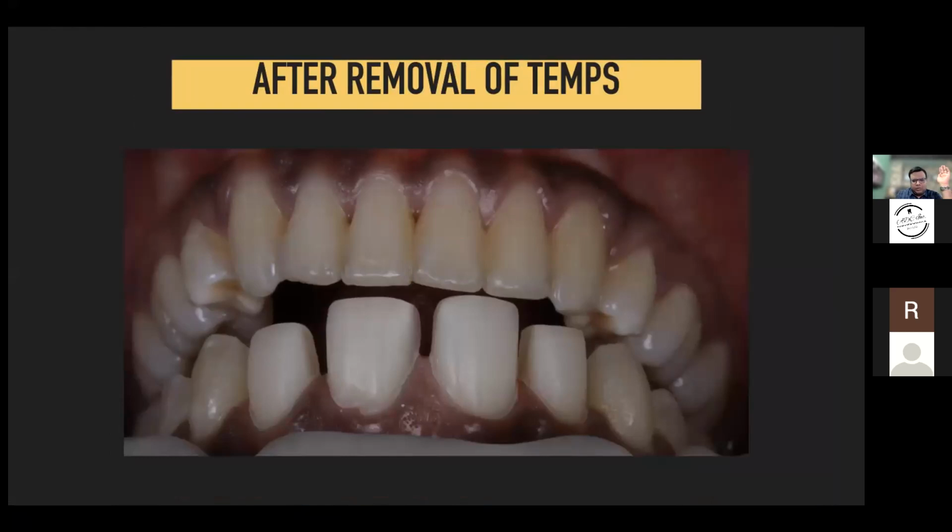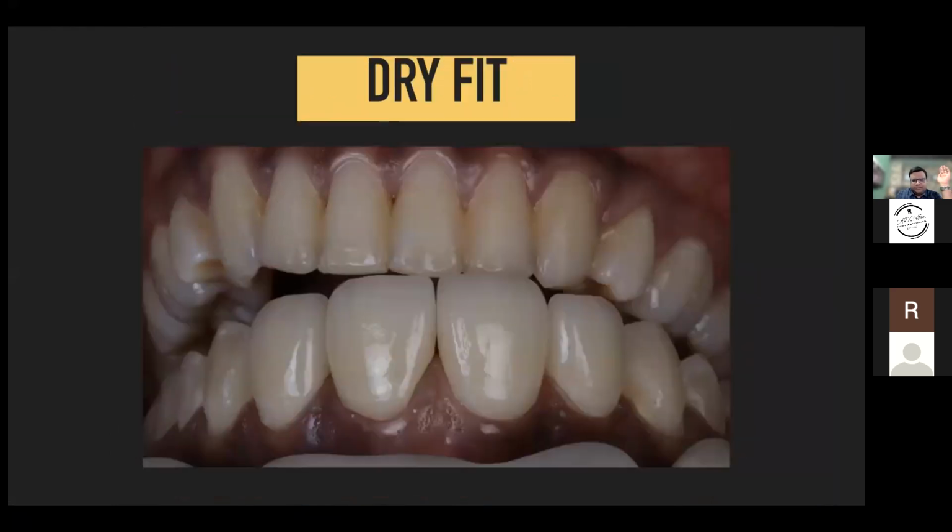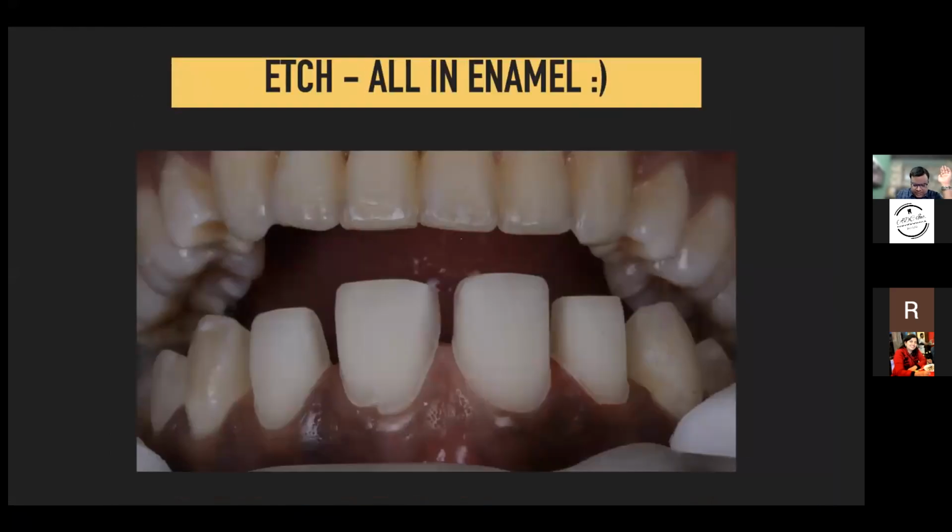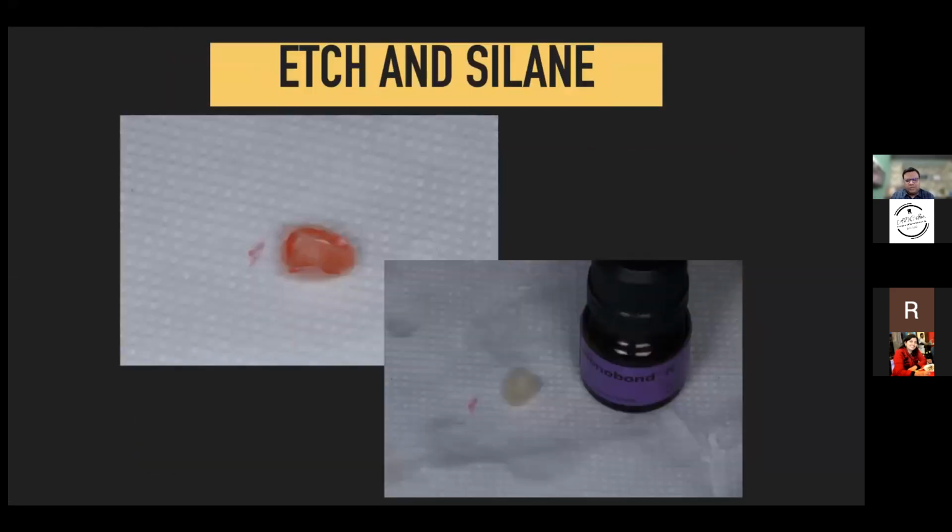This is after removal of the temporaries and once they were blasted. Dry fit. Now look at this. After you etch, you hardly realize that there is that little place where dentine is exposed. But apart from that, 98% of all tooth surface there is enamel. I am confident now that this will last. You add etch, you add silane.